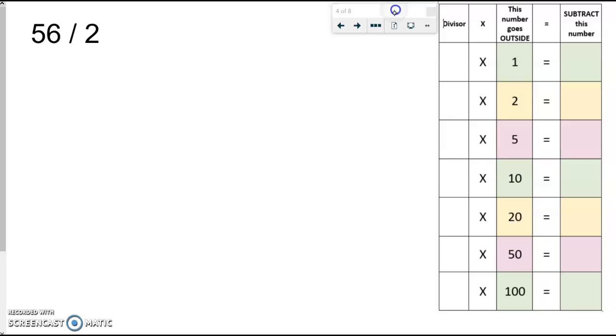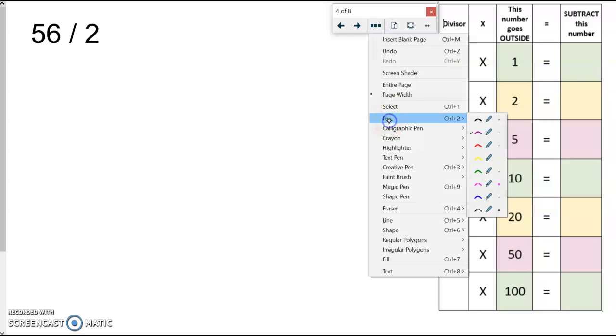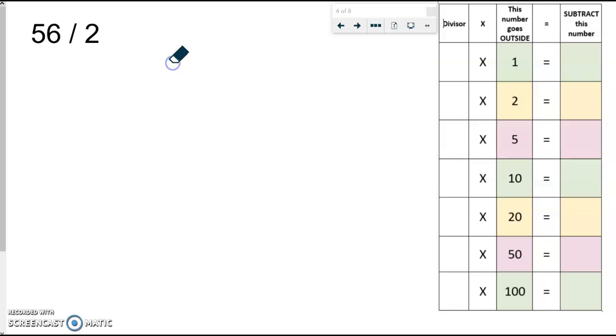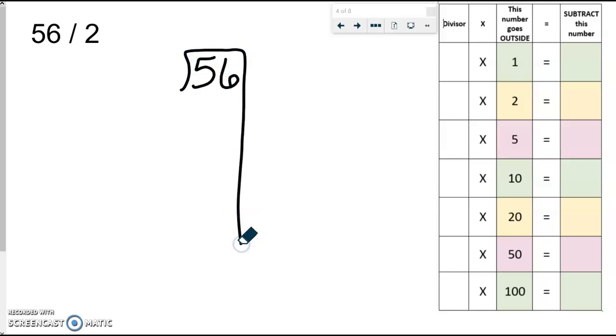Everybody at home should have a graphic organizer like this one on the right. So we're going to use that to help us out. It's incredibly helpful. Please don't lose it. So let's start by writing out our problem on a piece of paper. Okay? 56 is our dividend, and 2 is our divisor. Now, if we go over here to our organizer, we see this first column says divisor, so we're going to put that divisor of 2 all the way down.